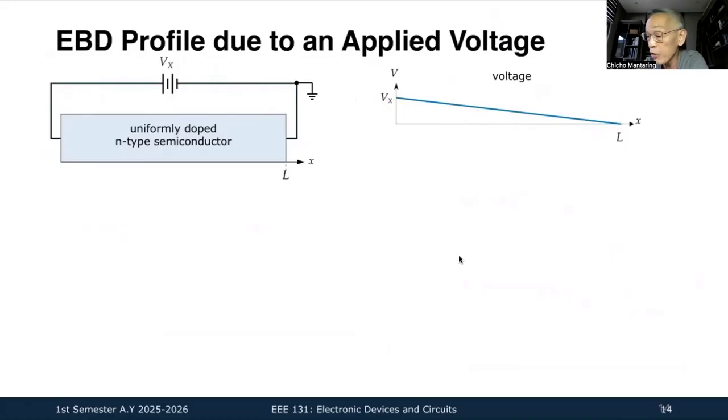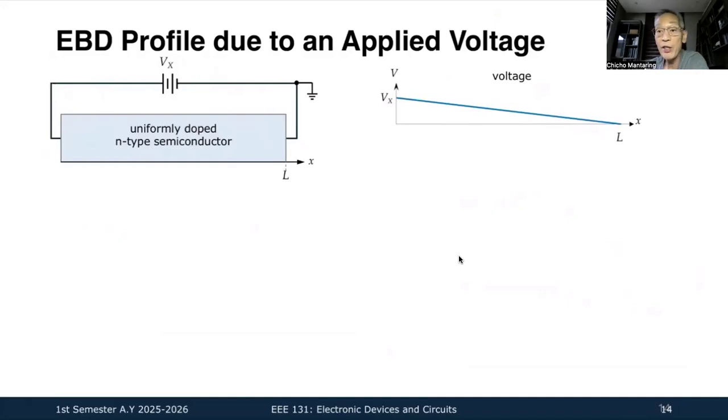So this is now the plot of my voltage along this semiconductor. Here my voltage is 0. If I try to probe the voltage as I go toward the left, like a potentiometer, halfway it should be V sub x over 2. At this point, it should be equal to V sub x.